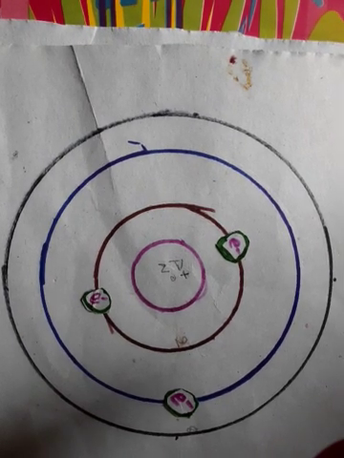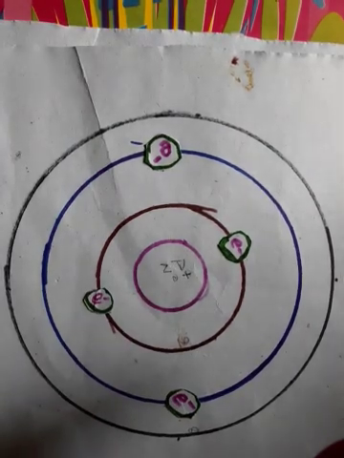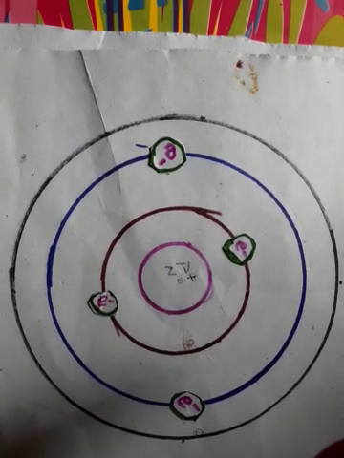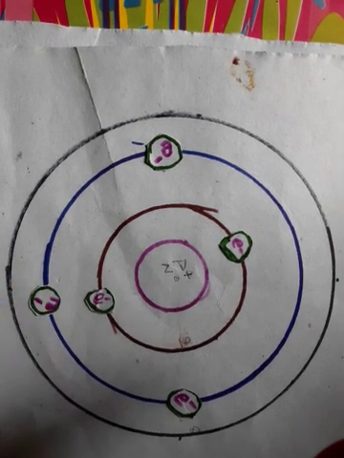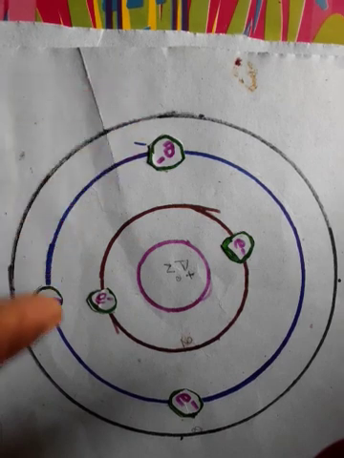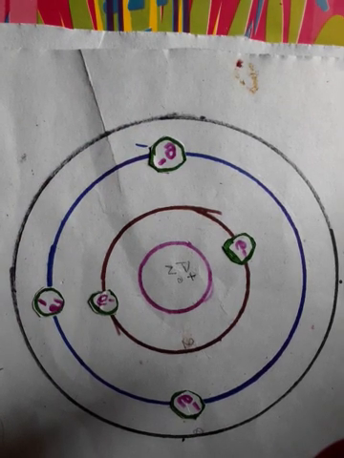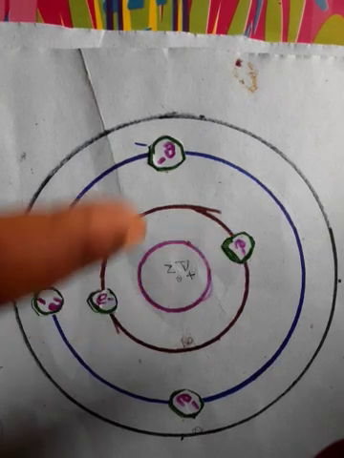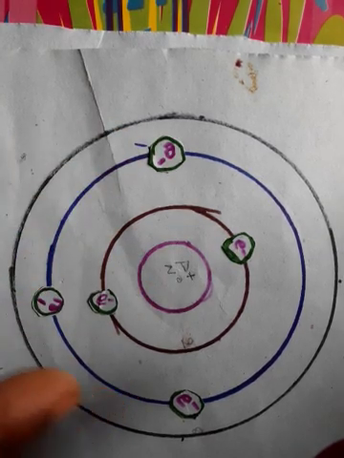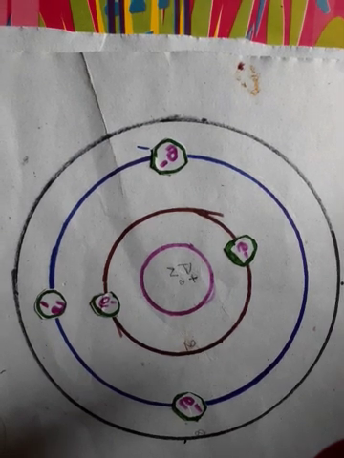In the same way, after lithium, beryllium. Beryllium has 4 electrons. So this is the atomic structure of beryllium. After beryllium, there is boron. It has 5 electrons. So 2 in the first and 3 in the second orbit. Why? Because the second orbit can hold 8 electrons. So there are 1 2 3 4 5. This is the atomic structure of boron.